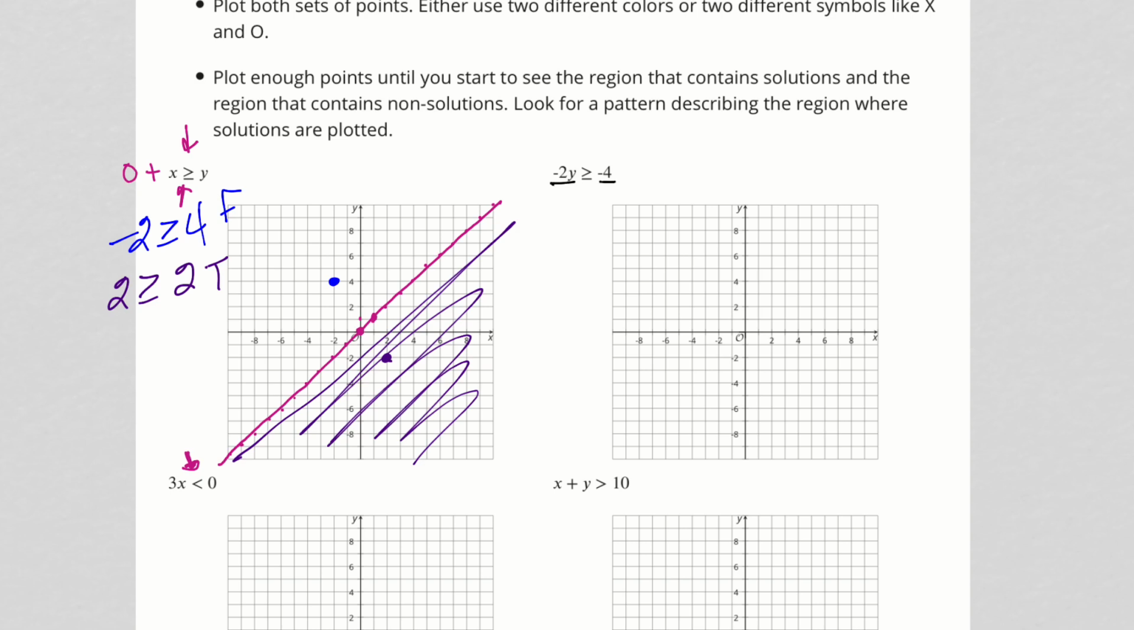We're going to divide both sides by negative 2 to get y is less than or equal to 2. I changed my sign. If I have not addressed this yet, you flip the sign when dividing by a negative.